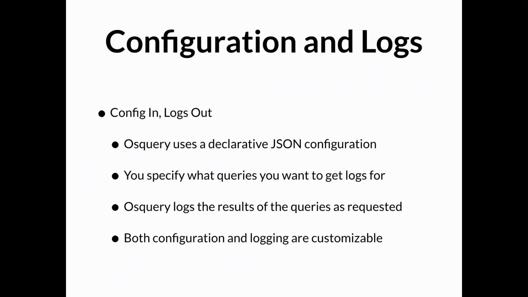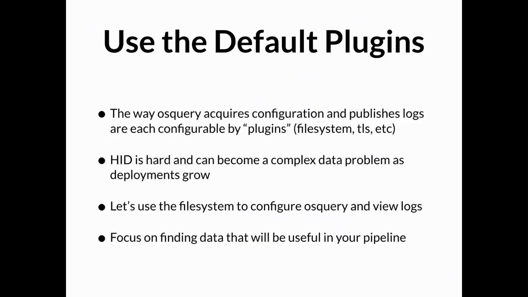So OSQuery is a declarative JSON configuration, as I said, and both how you distribute configuration and how you get the logs are very customizable. For your initial proof of concept, it can be overwhelming because you really want to see if the logs that you can get out of this tool are going to be useful, but you don't want to have to set up all these servers or provision cloud workloads in order to just see if you like these logs. So my recommendation here is to use the default plugin.